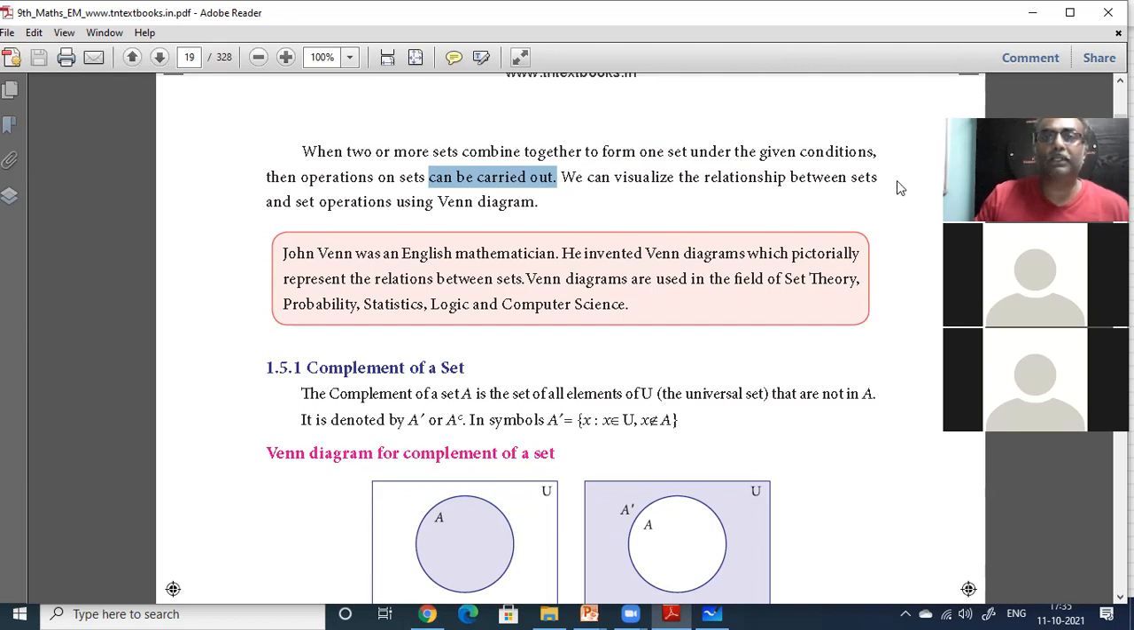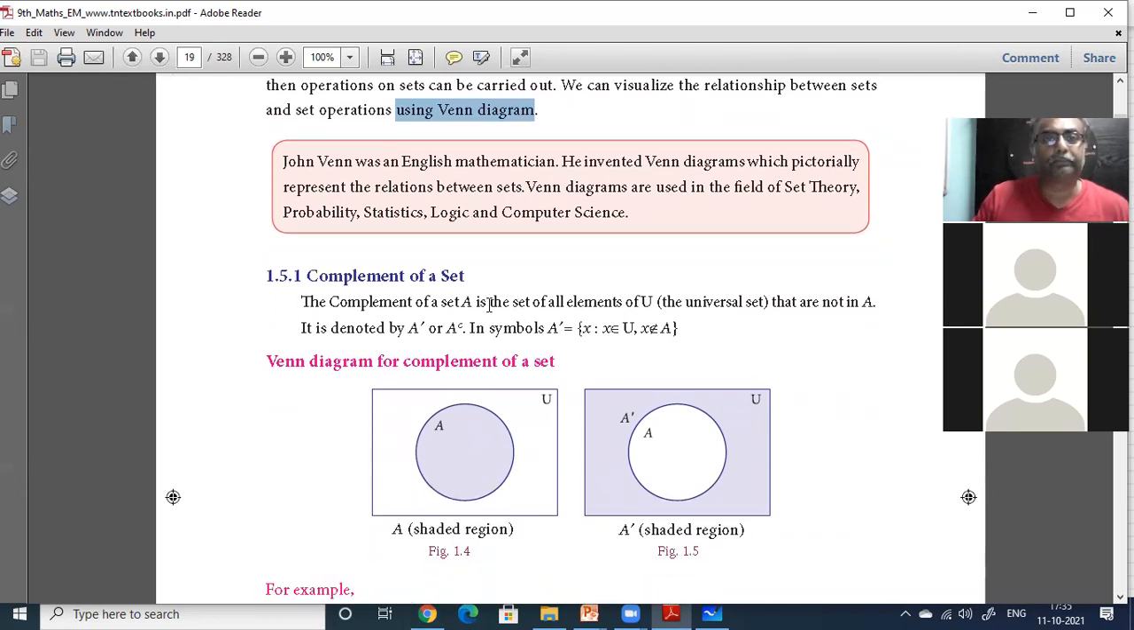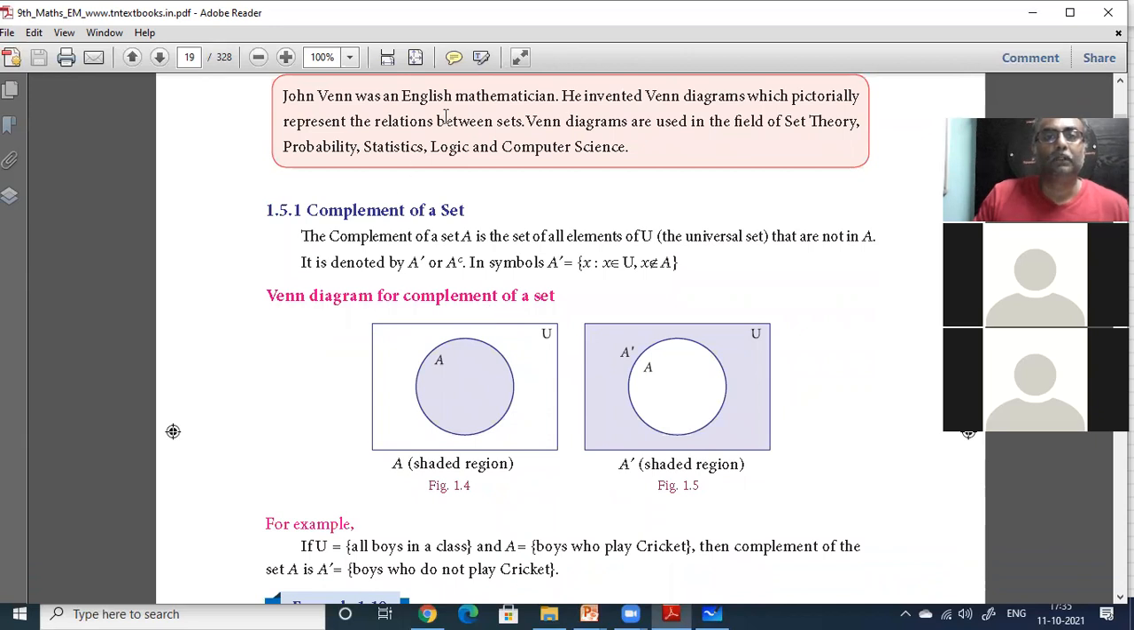And you can visualize the relationship between these sets and set operations using a Venn diagram. So Venn diagram, they've already taught you.